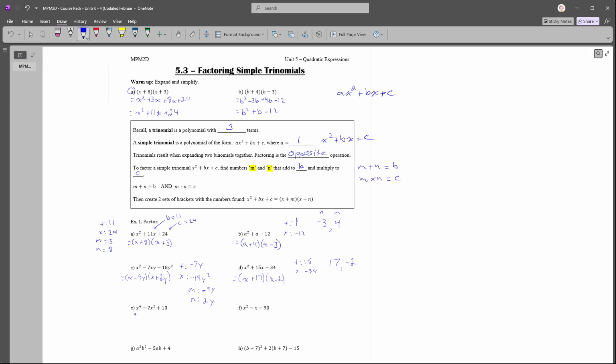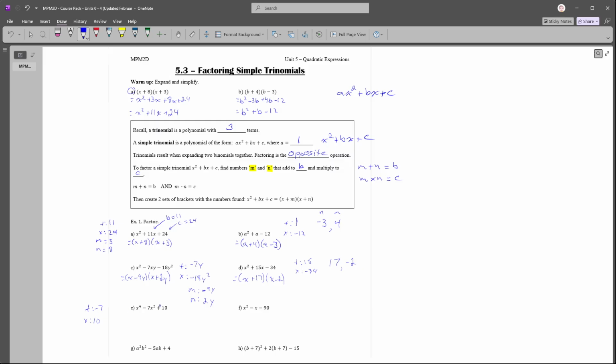Ooh, this one's a little bit more interesting. Now we have x to the fourth minus 7x squared plus 10. So what is our b and our c? In this case, we need two numbers that add to negative 7 and multiply to 10. That's a pretty quick and easy one because we can see 5 and 2 are the obvious ones here.